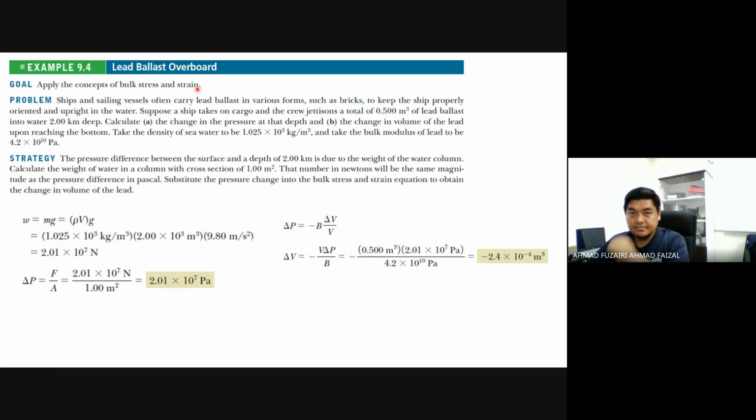Okay, kita akan tutup dulu, stop sharing first. Rest of it kita dah tak masuk. Okay, kita dah tak ada dalam lesson plan kita. Kita hanya belajar Archimedes dan juga solid deformation.